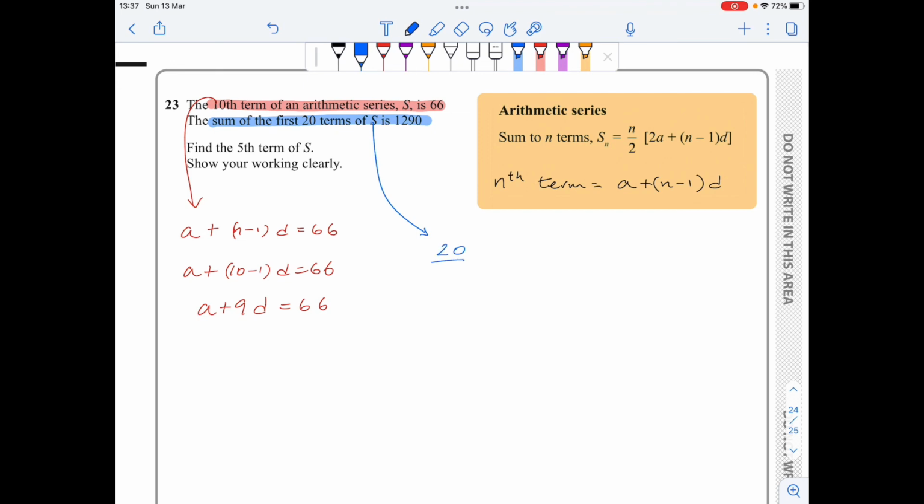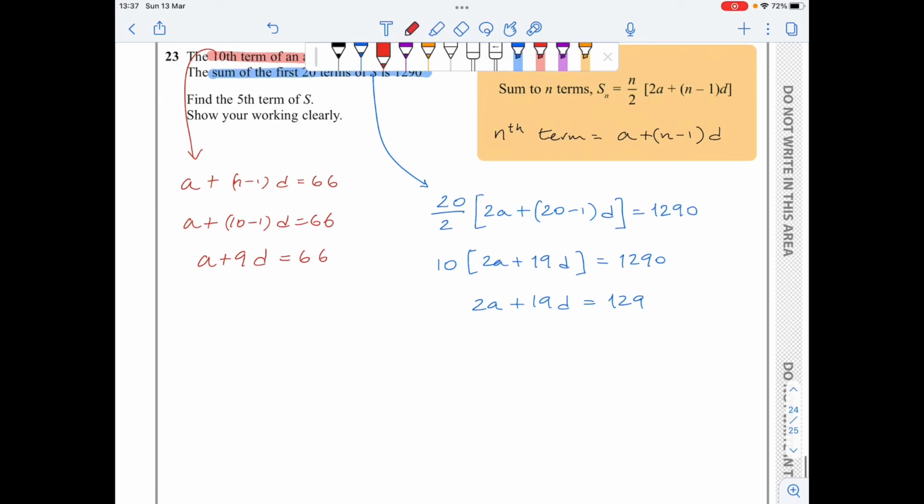and create another equation using the formula for the sum. I've got 20 over 2, 2a plus n minus 1, so 20 minus 1, d, this is equal to 1290. Let's simplify. 10 times 2a plus 19d is equal to 1290. And if I divide by 10, I'm going to get 2a plus 19d equals 129.